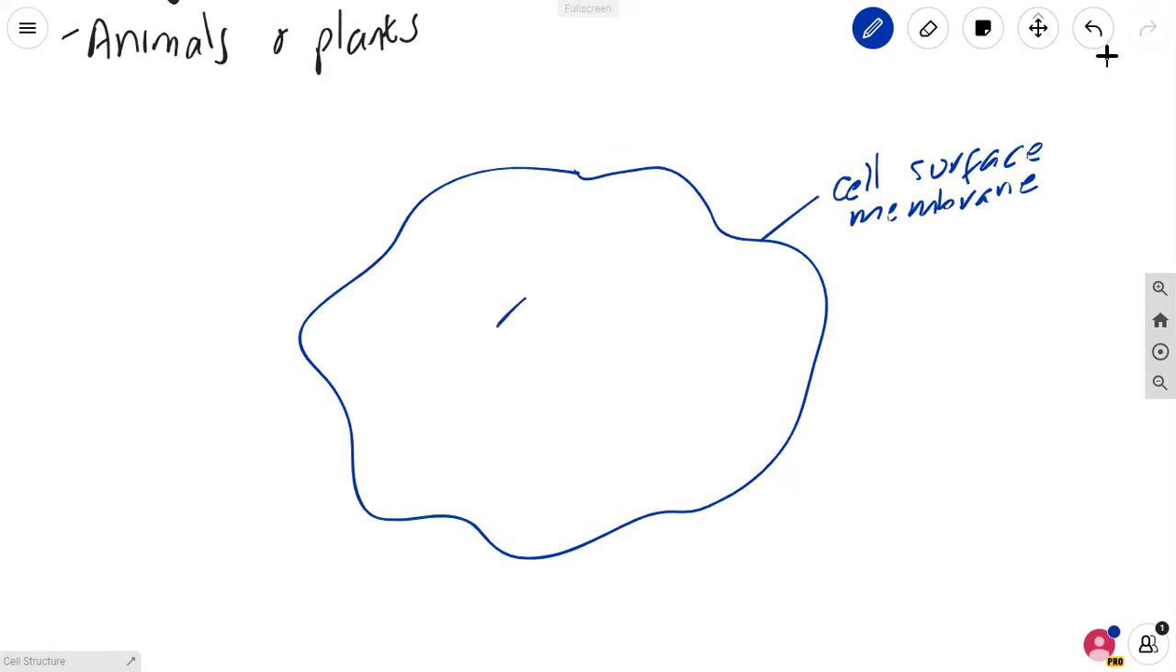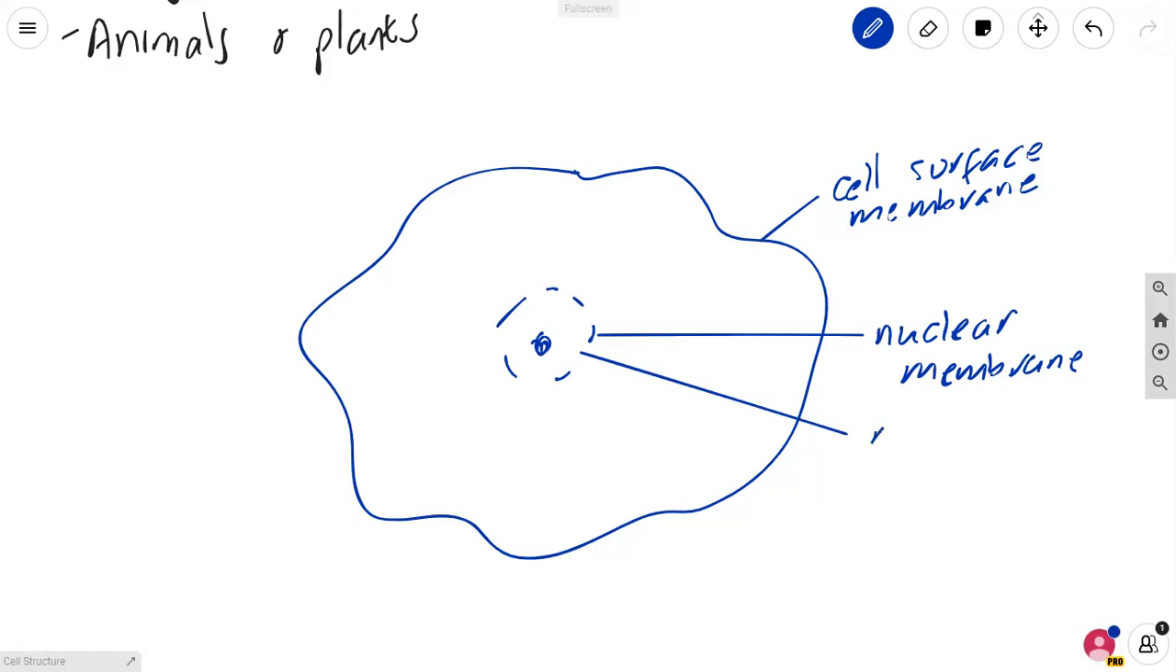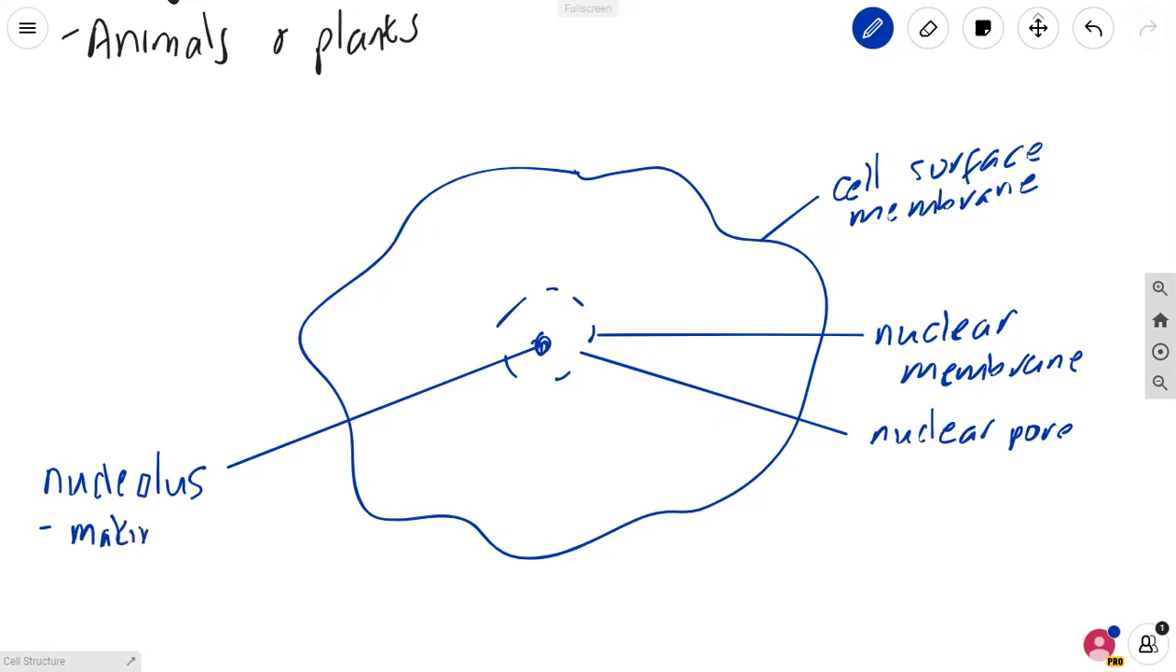Then within the center of the cell, we have the structures that make up the nucleus. So we have the nuclear membrane, in between which there are nuclear pores. The nuclear membrane again controls what goes in and out of the nucleus. Substances like RNA can leave via the nuclear pore. Within the center of the nucleus, you have the nucleolus, which is a dense area, which is responsible for making ribosomes.